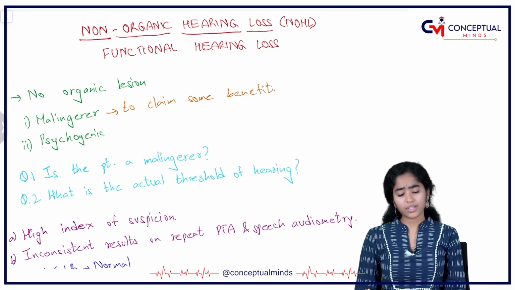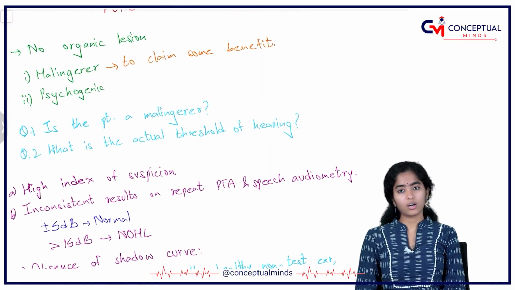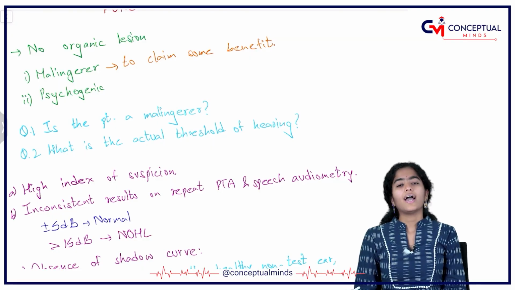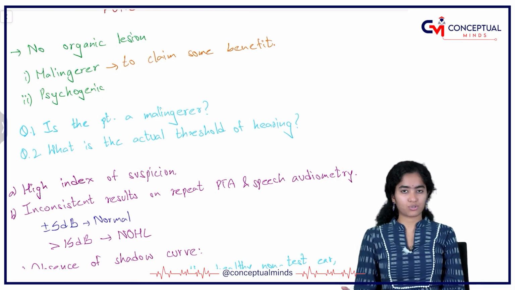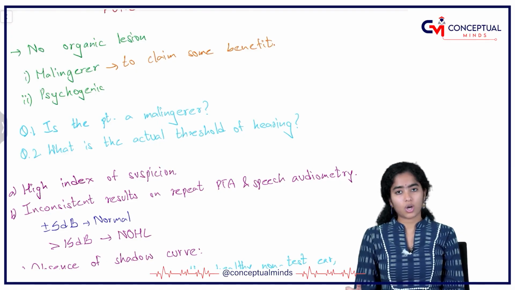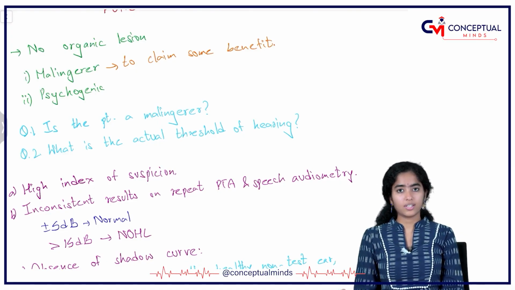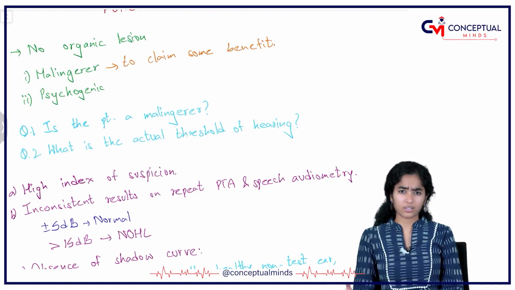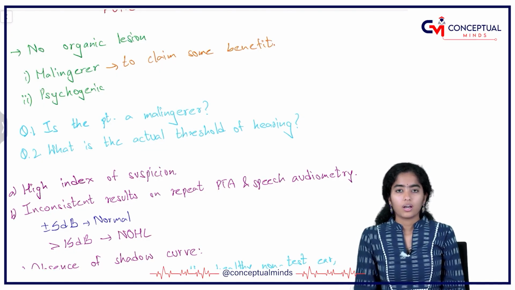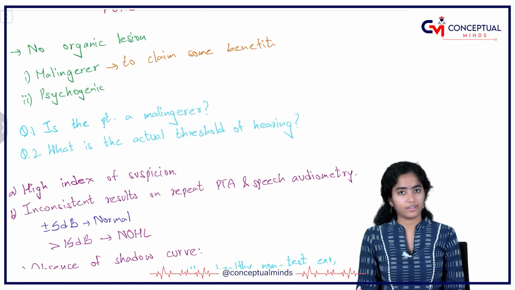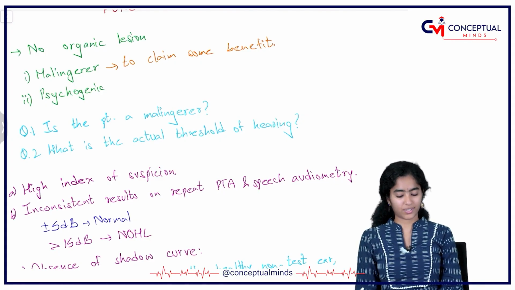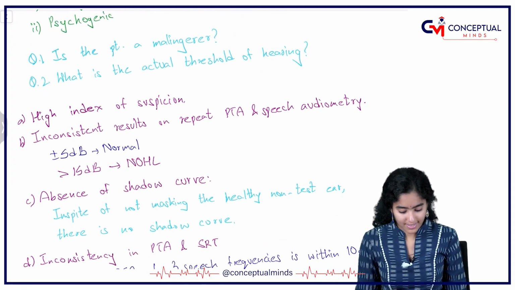So we must find out if the patient is a malingerer or a truly hearing loss patient, and what is his actual threshold of hearing, because there are various presentations. The patient can present with complete deafness in both the ears, or one-sided complete deafness, or an exaggerated deafness. He says he can hear to some extent, but his hearing is very, very low. And it's possible that he is having some hearing impairment and he is exaggerating that hearing impairment to claim certain benefits. So what are the various tests?